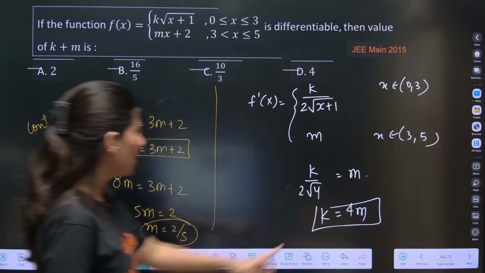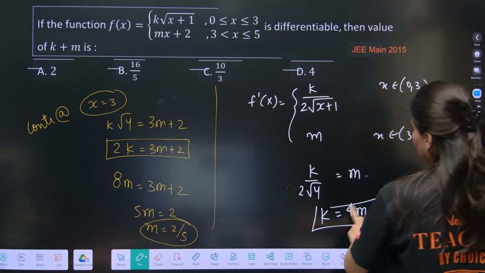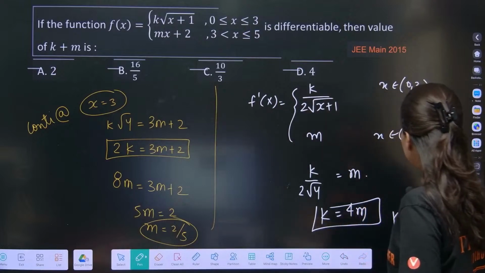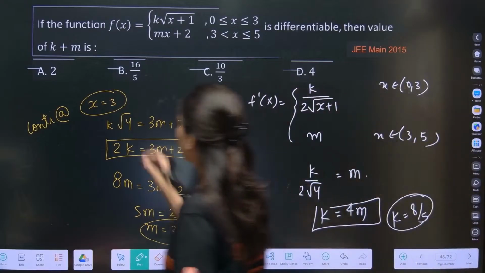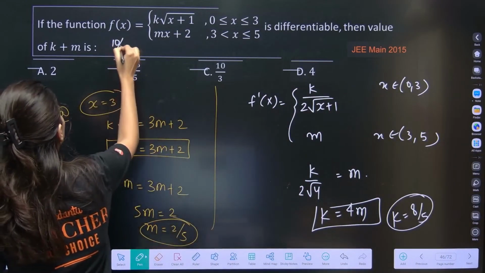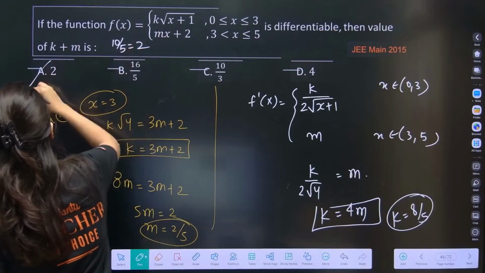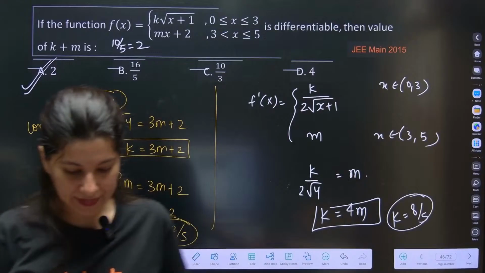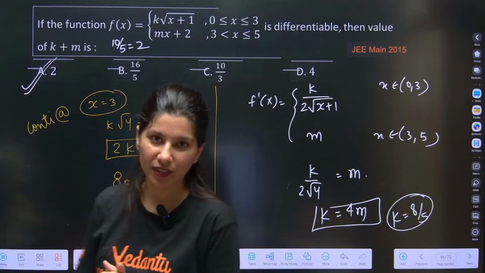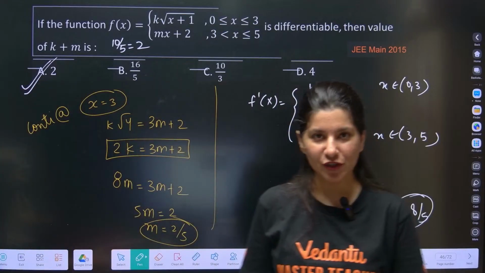If m is 2 by 5, then k is 8 by 5. 2 by 5 plus 8 by 5, 10 by 5, 2. Option A is absolutely correct. All right. And on this note, we have done differentiability.